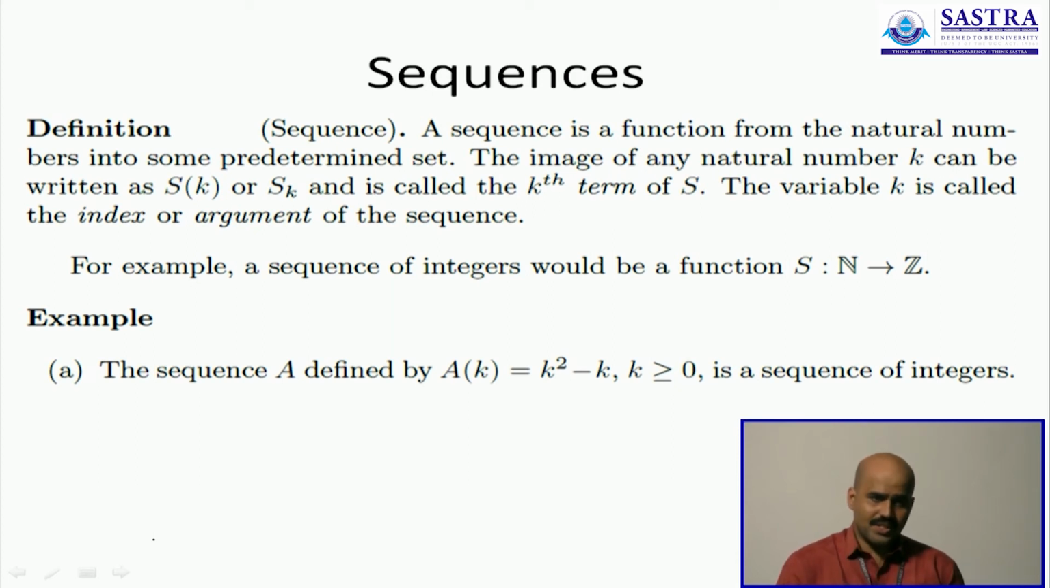The definition says that this rule can be followed as long as k is non-negative. You can even do it for 0. a of 0 is going to be 0 minus 0, which is 0 again. a of 1 is going to be 1 minus 1, which is 0 again. So this definition is restricted for all indices representing the terms of the sequence as long as the indices are non-negative.